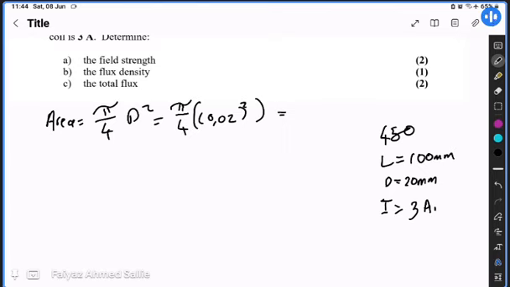So pi divided by 4 multiplied by the diameter of 0.02 squared, close the brackets, equal to... So we have an answer of 310 times 10 to the negative 6 meters squared.